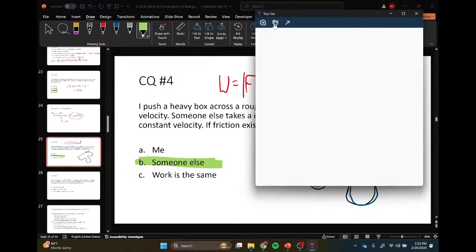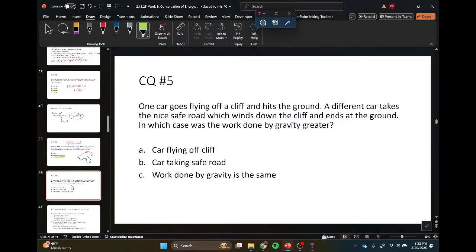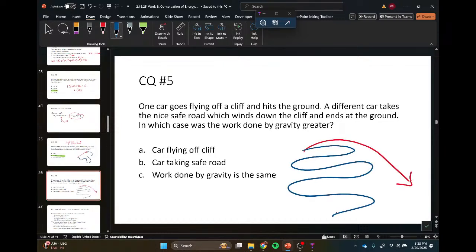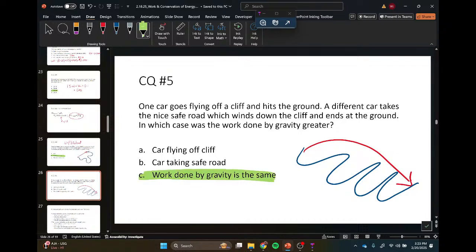Fantastic. All right. This next one, I'm going to kind of just give you the answer because it's a little trickier. This one's about gravity. So it's the same idea. Car goes flying off a cliff. There it goes. Another car takes a winding path down the hill and ends up at the same location. In which case was the work done by gravity greater? And this is one of those where it'd be tricky probably to figure this out just as is, which is why I'm going to straight up tell you it's the same.